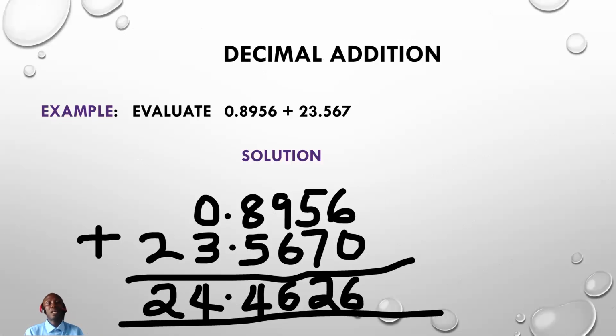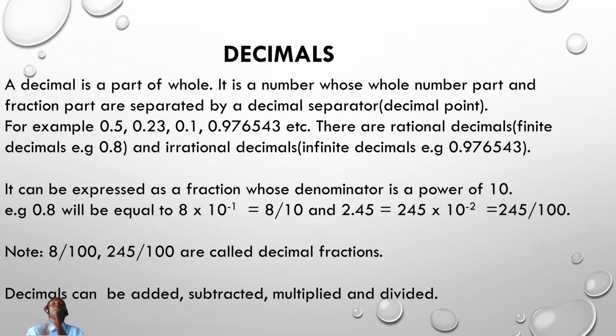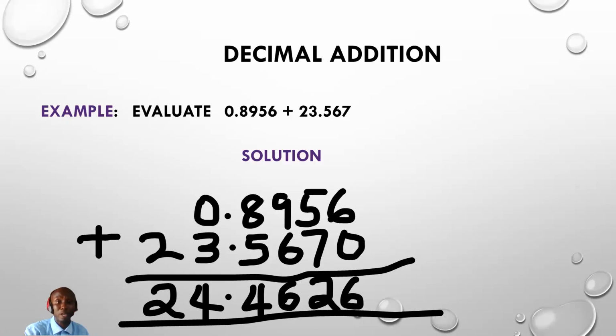Now, in the next slide, we're looking at decimal addition. Don't forget, in the previous slide, it was stated that decimals can be added, subtracted, multiplied, and divided. So we are going to look at these four basic operations of decimals. The first one is decimal addition. So we are looking at decimal addition right now.